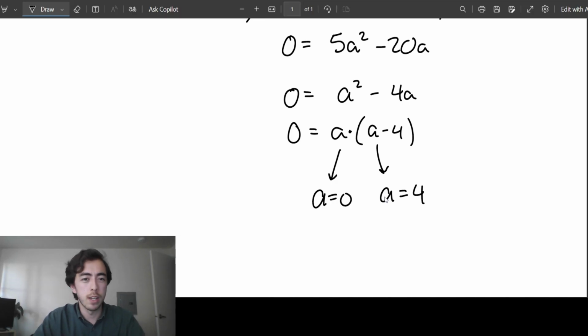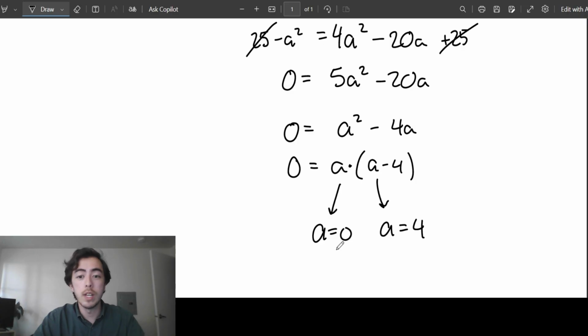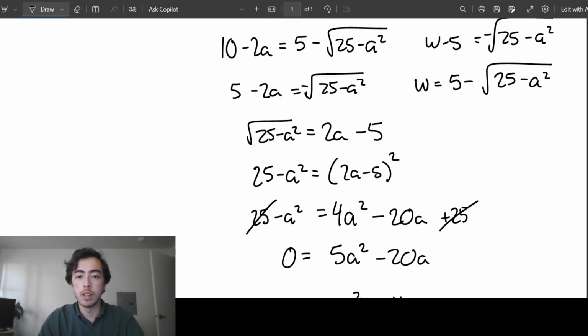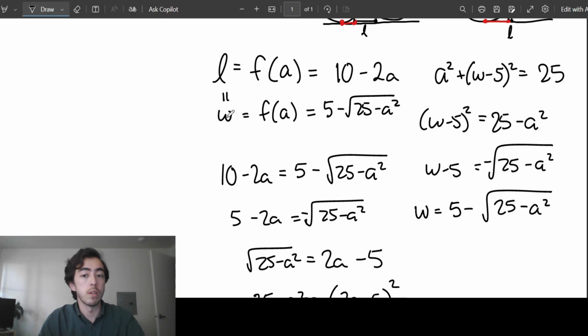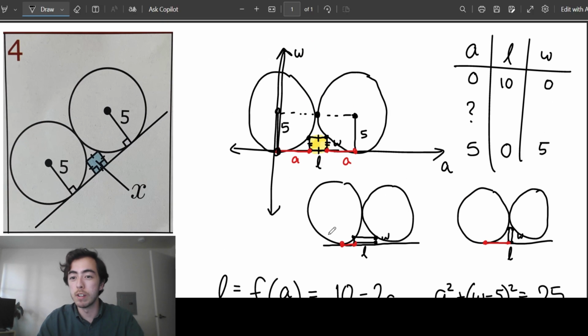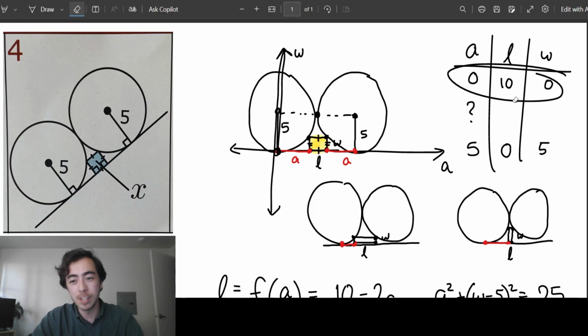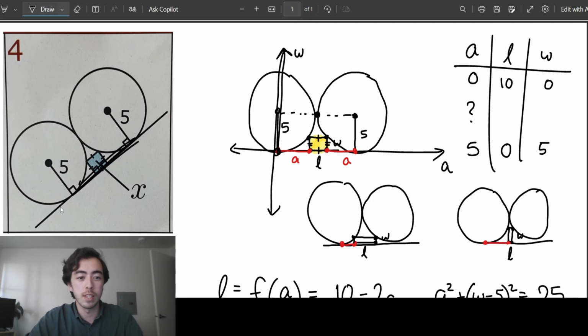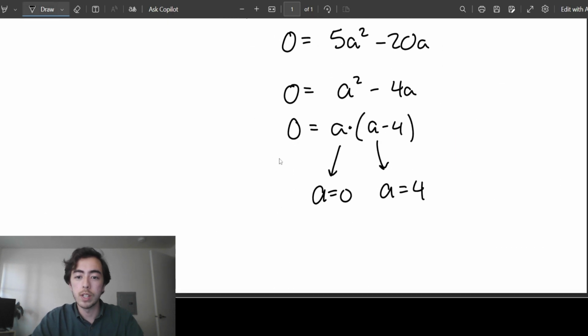So from a quadratic, I'm getting 2 potential solutions, and these potential solutions are supposed to explain when the length and the width are equal. But we can go back and double check this example of a equals 0. Just based on this initial point right here, clearly a is not equal to 0, because clearly that makes the length 10 and the width 0. So I can treat this as an extraneous solution, get rid of it, and then we could test what happens when a is equal to 4.